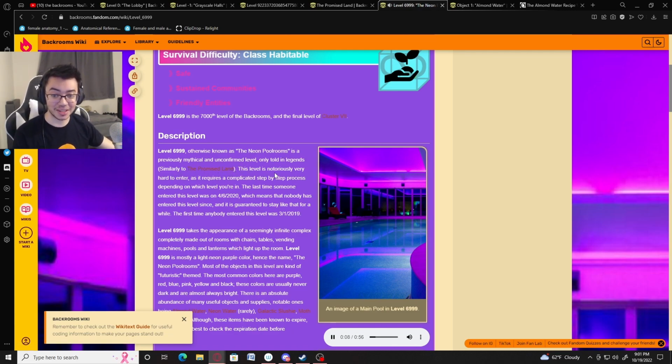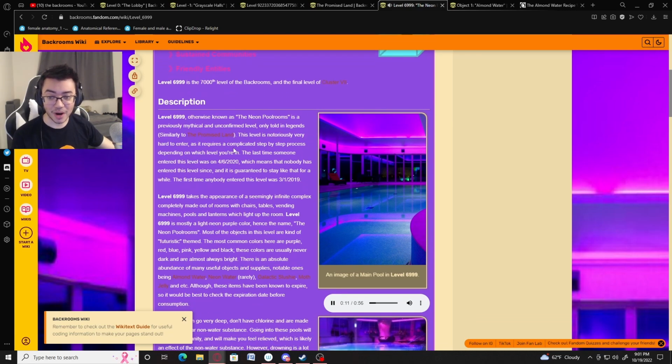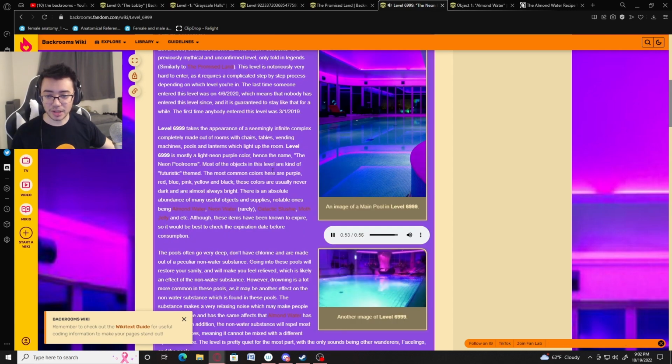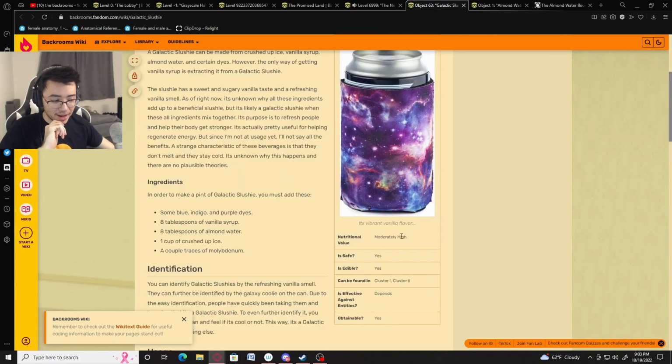This level is notoriously very hard to enter as it requires a complicated step-by-step process depending on which level you're in. Most of the objects in the level are kind of futuristic themed. The most common colors here are purple, red, blue, pink, yellow, and black. These colors are usually never dark and are almost always bright. There's an absolute absence of many useful objects and supplies, notable ones being almond water, neon water, rarely, galactic slushy, nutritional value moderately high.